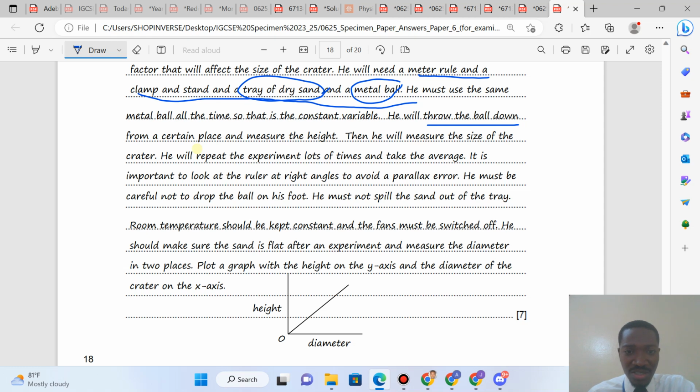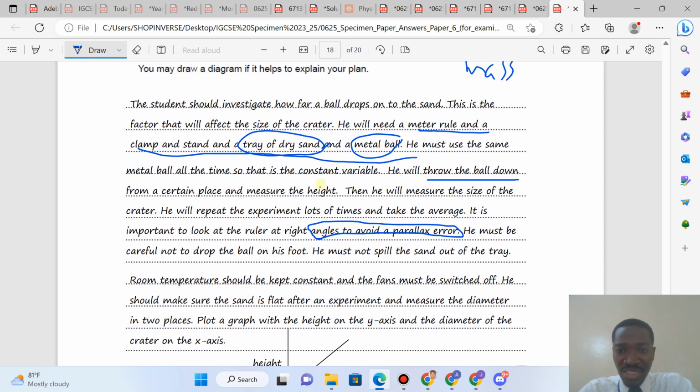Now let's look at this. What did the student say? He must be careful not to drop the ball on his foot. Well, that is good. He must not spill the tray of sand. Yes, that is also fine. It is important to look at the ruler at right angle to avoid parallax error. Well, when you are stating your precautions, you state precautions that are very specific. Don't state precautions that are general.